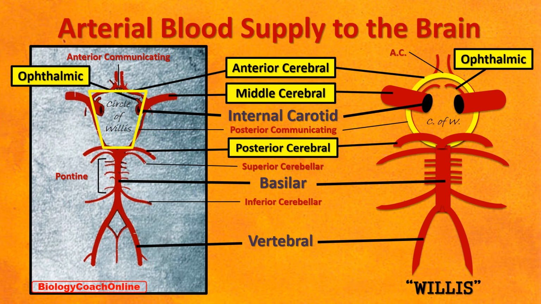Now, Willis's upper arms are the superior cerebellar arteries, his lower arms are the inferior cerebellar arteries, and his ribs right here are the pontines. So let me introduce to you Willis. Now it is my contention that if you remember my little alien creature Willis, then you cannot forget the arterial blood supply to your brain.